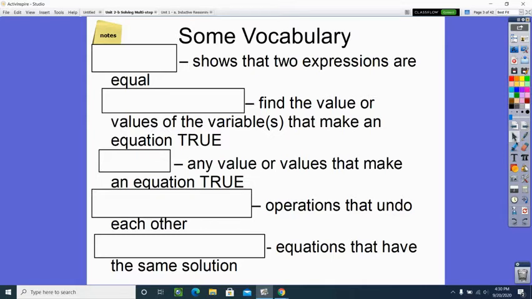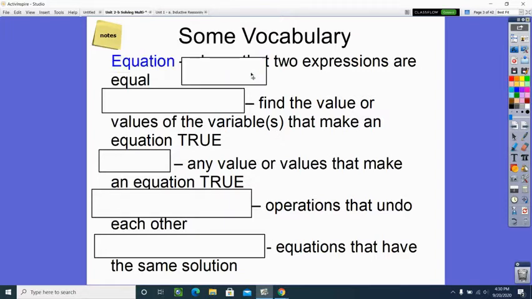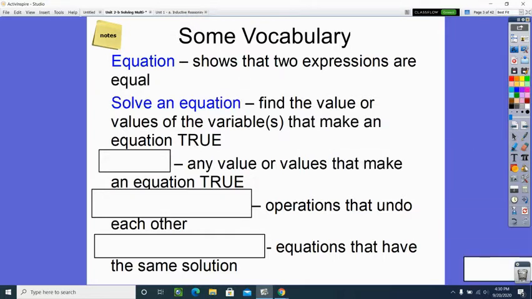Okay, so before we start, let's just talk about a little vocabulary. What is something that shows that two expressions are equal? We actually have talked about this word before in class. Did you remember that it's an equation? Now, what is the word that goes with finding the value or values of a variable or variables that make an equation true? And I'll give you a clue. It starts with S: to solve an equation. And that's what we're going to be working with today.